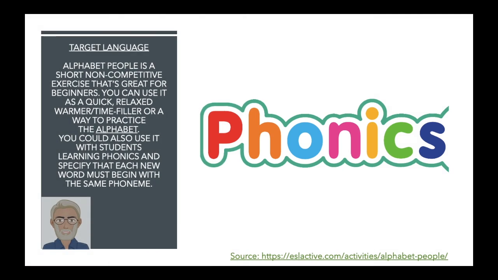Alphabet People is a short non-competitive exercise that's great for beginners. You can use it as a quick, relaxed, one-more time filler or a way to practice the alphabet. You could also use it with your students learning phonics and specify that each new word must begin with the same phoneme. I really hope this activity turns into a fun way to practice pronunciation and the alphabet with your students.